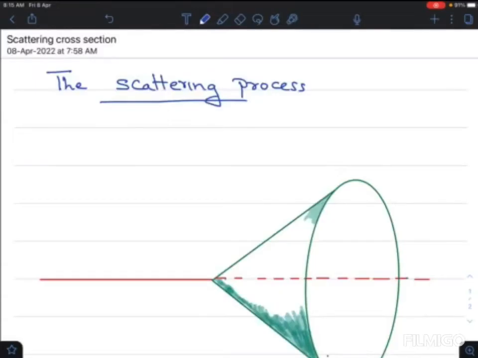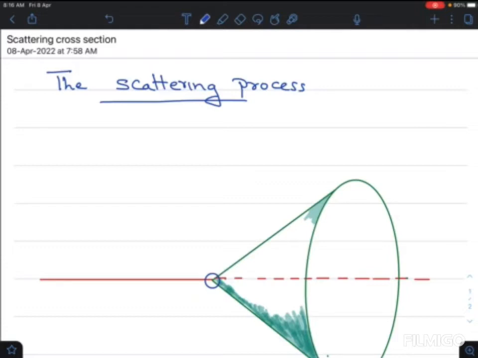Good morning all. We'll just look into the scattering process. Always the experiments on scattering particles employ the following type of arrangement. That is, a parallel beam of particles of a given momentum is directed towards a target. So we'll just call this a target, which deflects and scatters the particles in various directions.